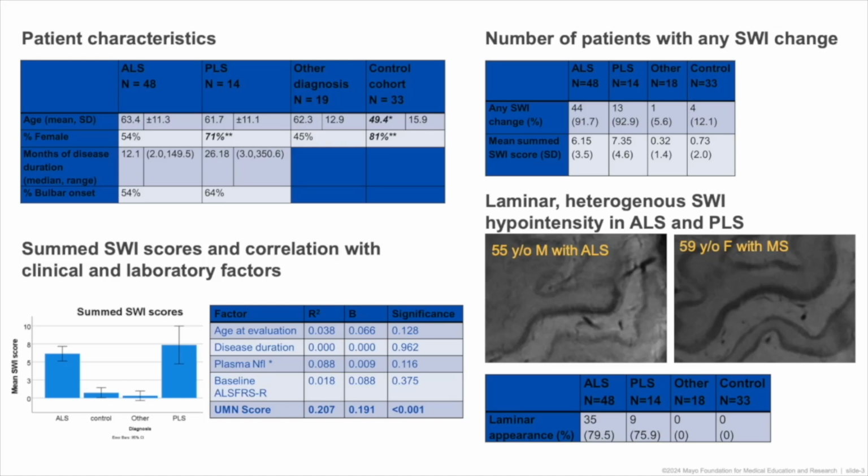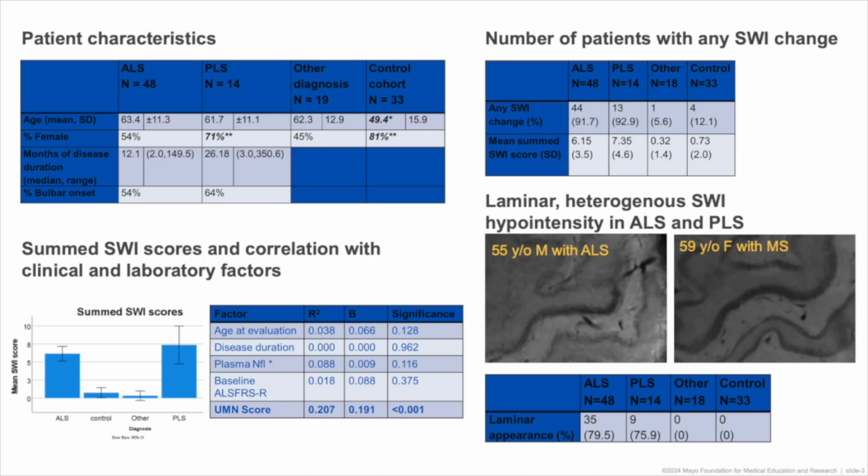We also noticed that the SWI change in the motor cortex in ALS and PLS often had this layered or laminar appearance, which has been described in some autopsy series of seeing iron deposition in macrophages and microglia in the deeper layers of the motor cortex. And we could actually see that in some MRI cases. Looking at our data, only about 75% or so of ALS and PLS had this laminar appearance, but we didn't see this in any control subjects or in the mimic subjects.